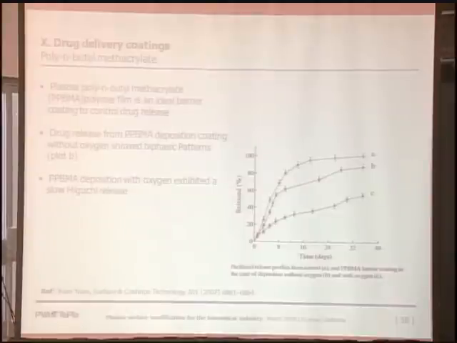This is the drug release coating. It's a plasma deposited poly-N-butyl methacrylate. After direct deposition of this polymer, we get kind of a biphasic elution of the drug. If you oxygen plasma treat this coating, kind of cross-link the surface afterwards, you get a nice uniphasic release over 40 days.